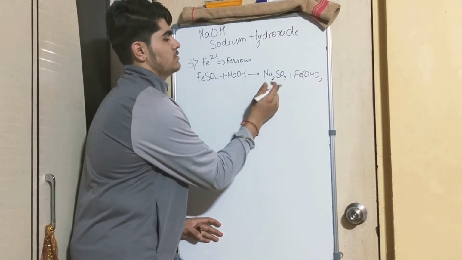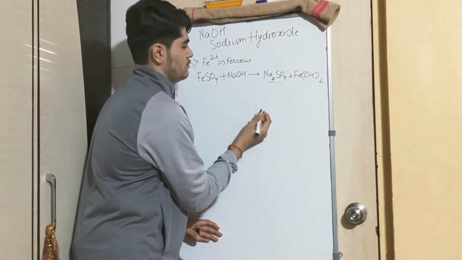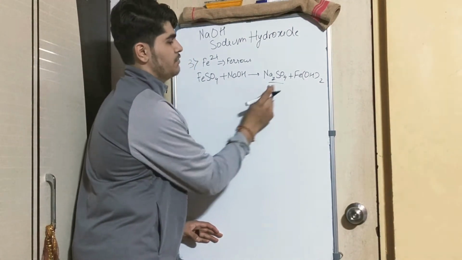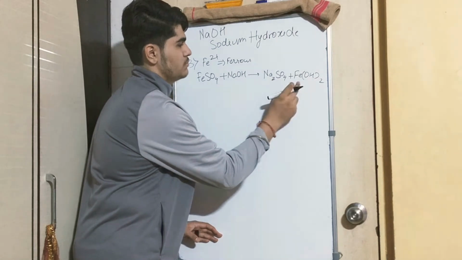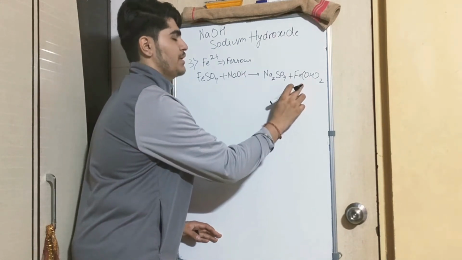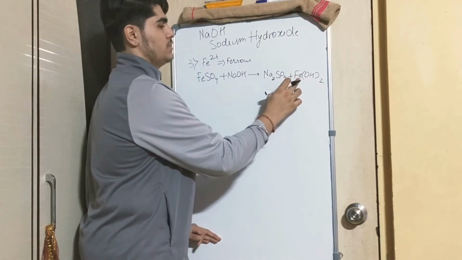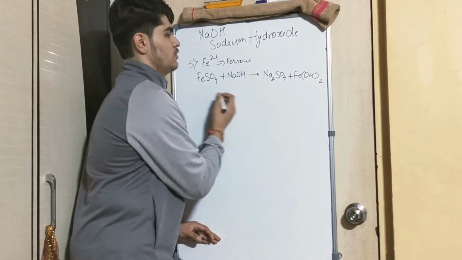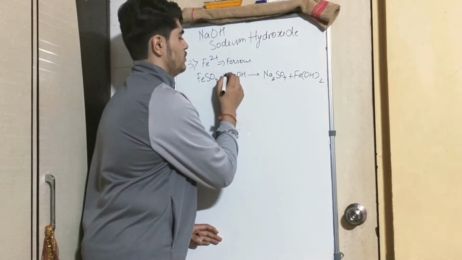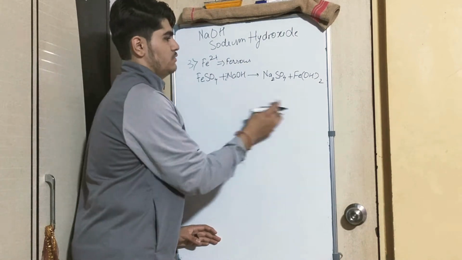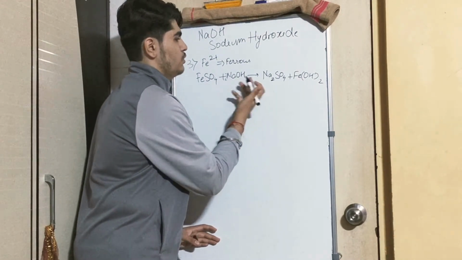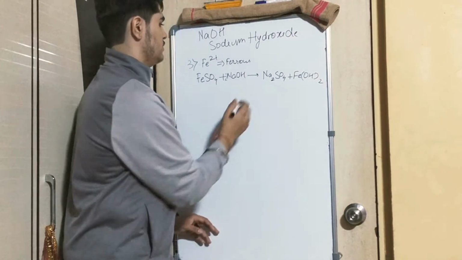Telling as always, this is our byproduct which we get by reacting. We are not going to concentrate on this much, but we have to concentrate on this. So balance it. Na2 here, Na2, SO4, SO4, 2OH, 2OH, all balanced.